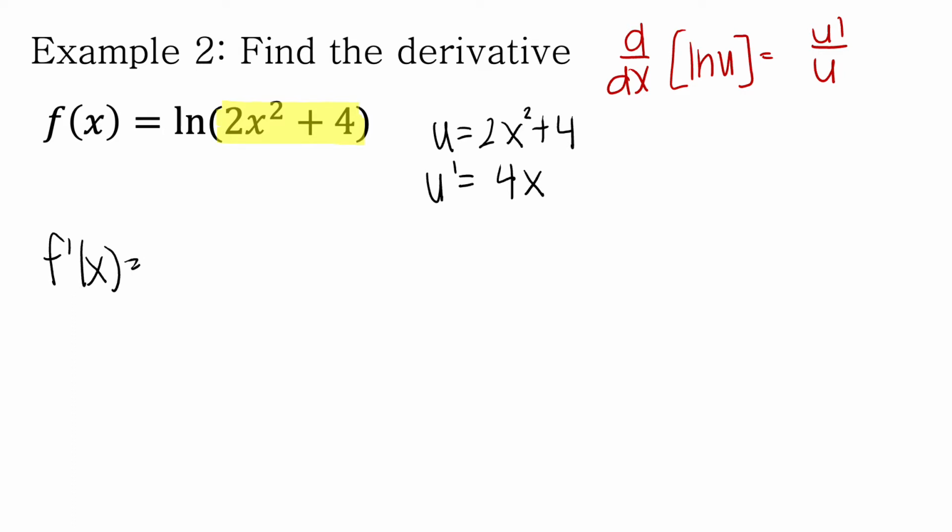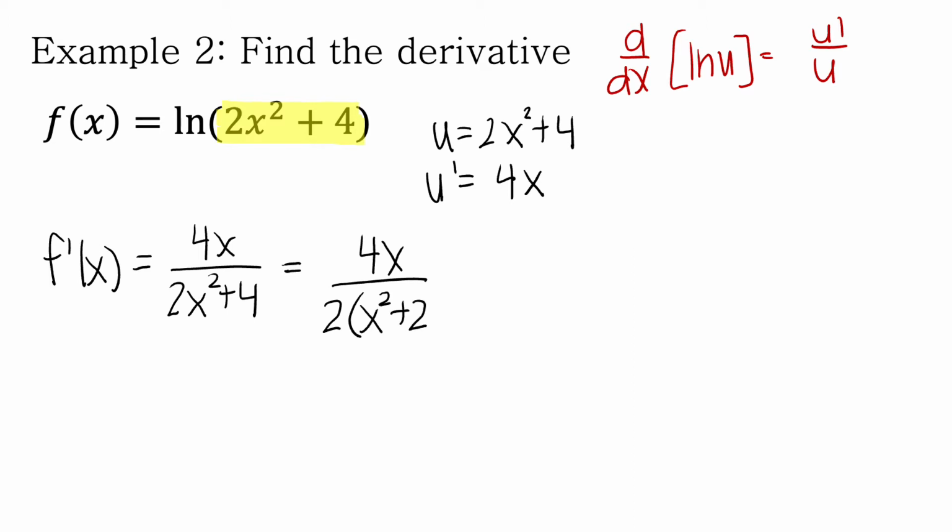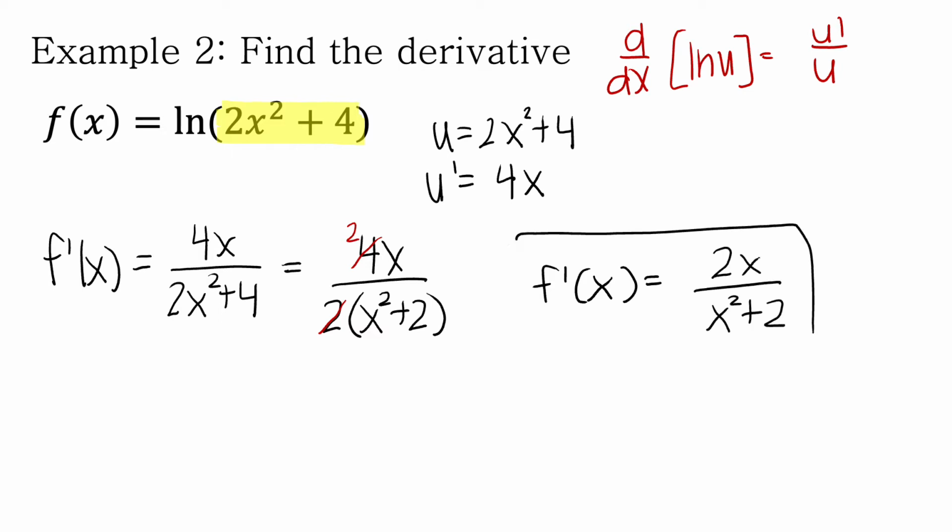So when we go to find our derivative, f prime of x, we are really just filling in our u prime over u. So u prime is 4x over u, which was 2x squared plus 4. And then we can simplify this a bit. So let's leave this as 4x over, taking out our 2, we're left with x squared plus 2. So we can simplify our derivative, f prime of x, by canceling our 2 and our 4. This becomes 2x over x squared plus 2. So those first two are our most basic examples of taking the derivative of the natural log of some function.